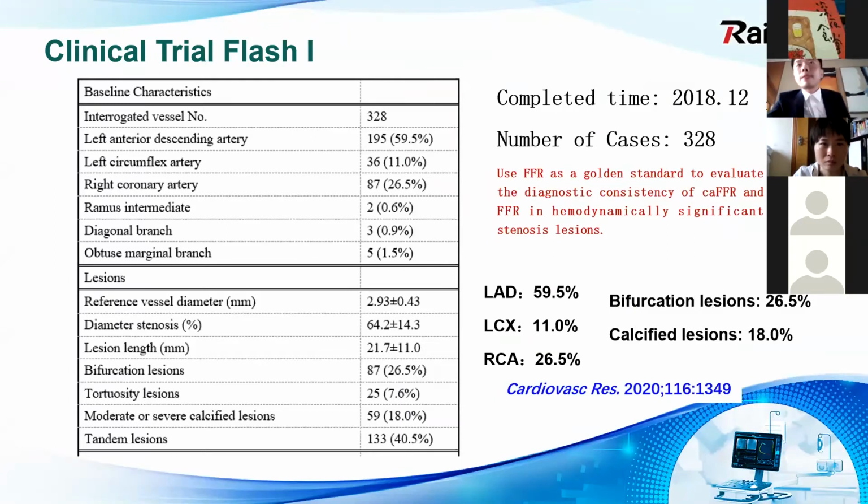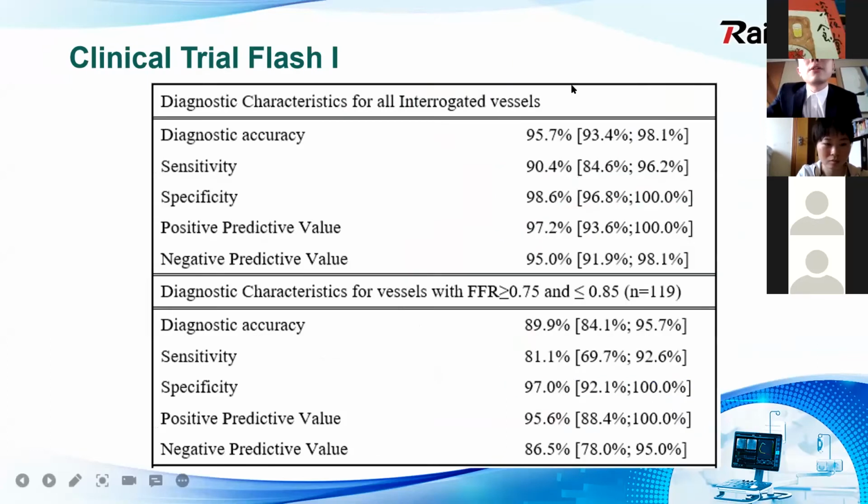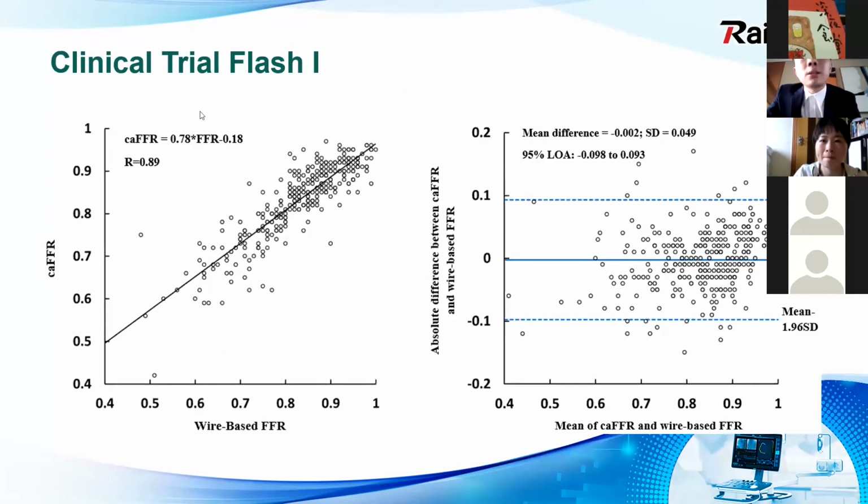The main purpose of this trial is to use FFR as the gold standard to evaluate the diagnostic consistency of caFFR and FFR in hemodynamically significant stenosis lesions. You can see that the result of this study is very good, because the diagnostic accuracy of our caFFR can be 95.7%. Here are some other data of the study.